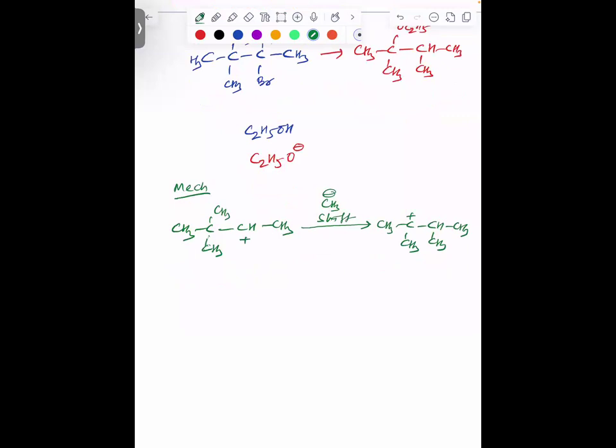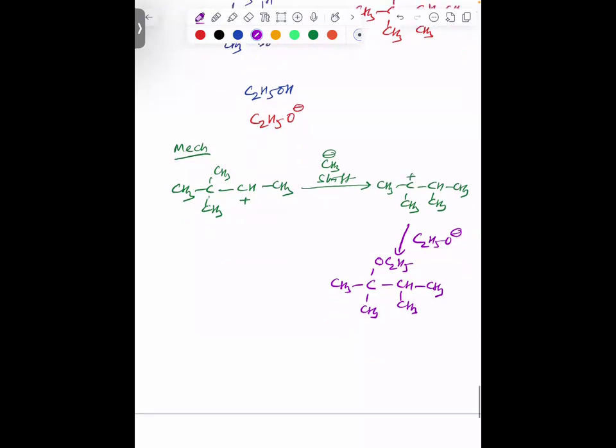Since this is the intermediate, it will be attacked by the nucleophile C2H5O minus. So the answer is option C, 2-ethoxy 2,3-dimethyl butane. This is the product. Then the last one you write.